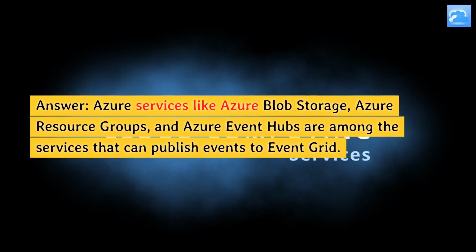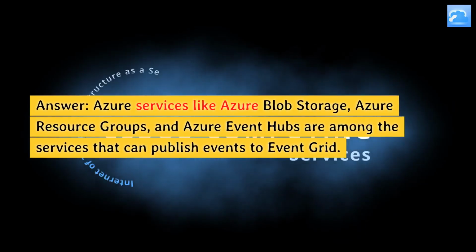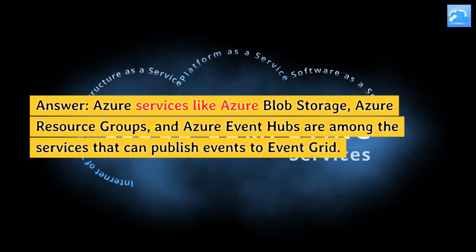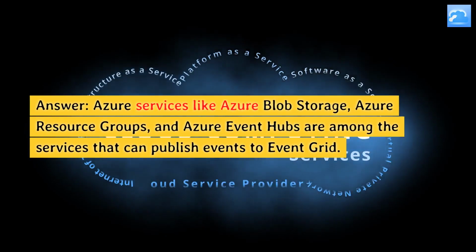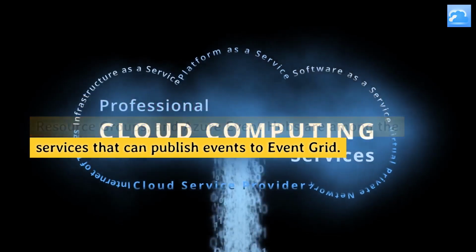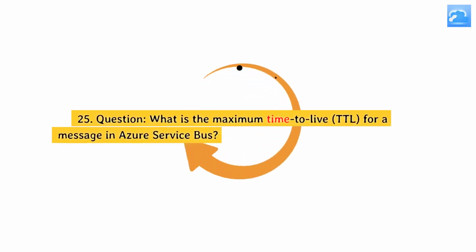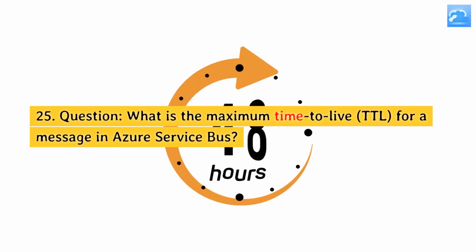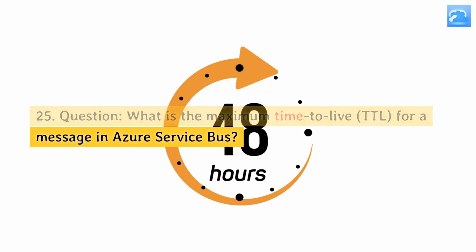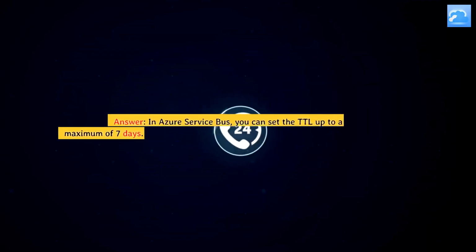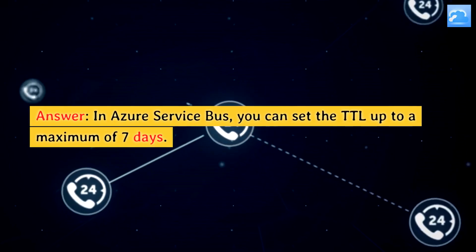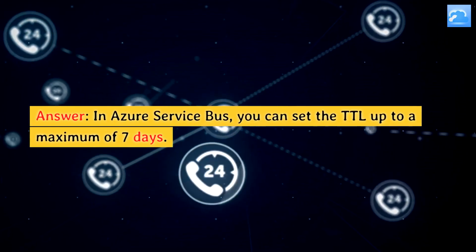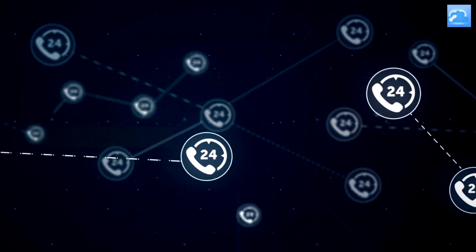Answer: Azure services like Azure Blob Storage, Azure Resource Groups, and Azure Event Hubs are among the services that can publish events to Event Grid. 25. Question: what is the maximum time to live (TTL) for a message in Azure Service Bus? Answer: in Azure Service Bus, you can set the TTL up to a maximum of 7 days.